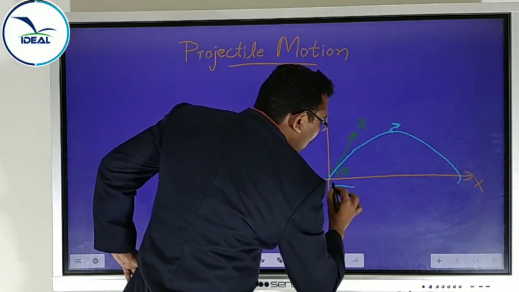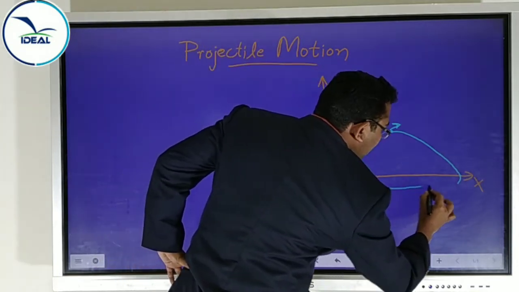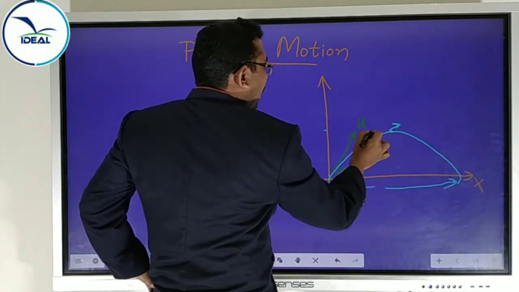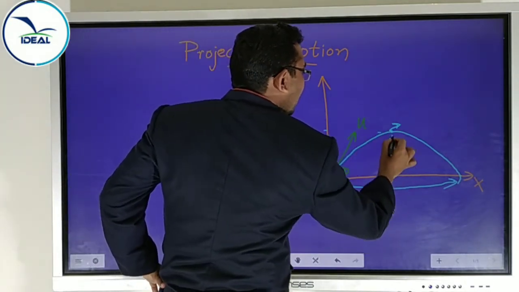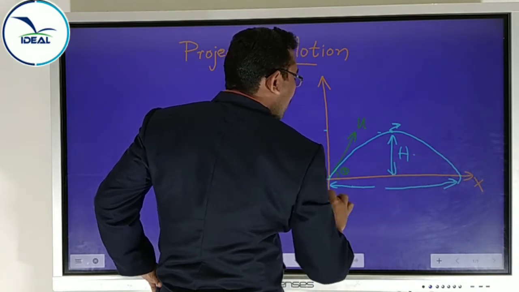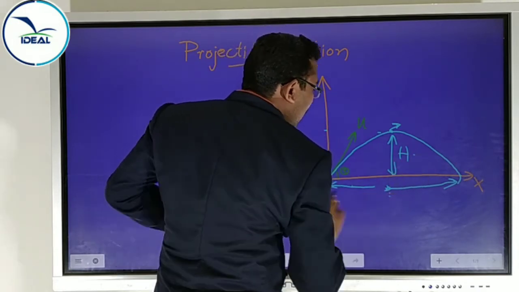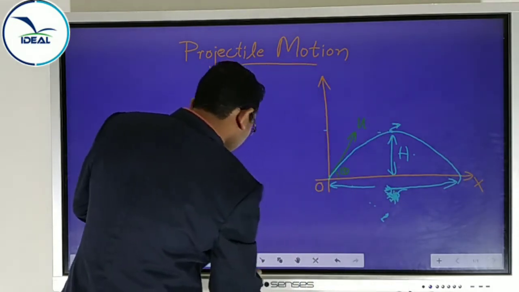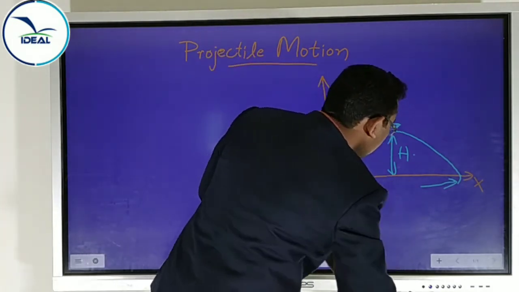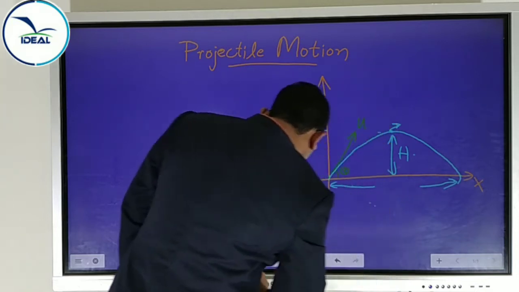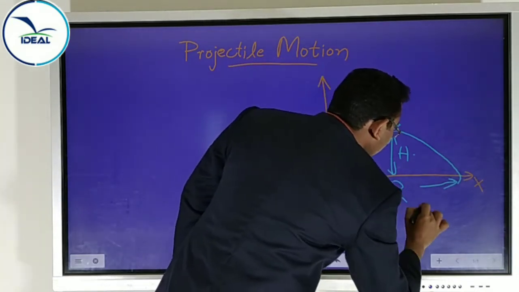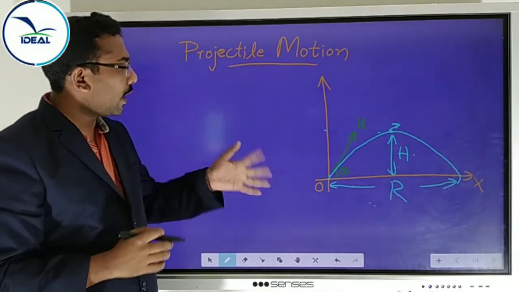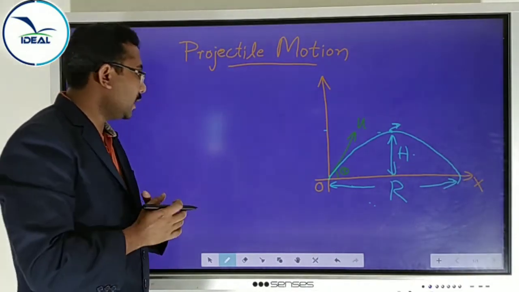This is the horizontal displacement. This is the vertical displacement, the height. This is the horizontal displacement, and it is called the range. We can see later what is range, what is horizontal range, and what is height.